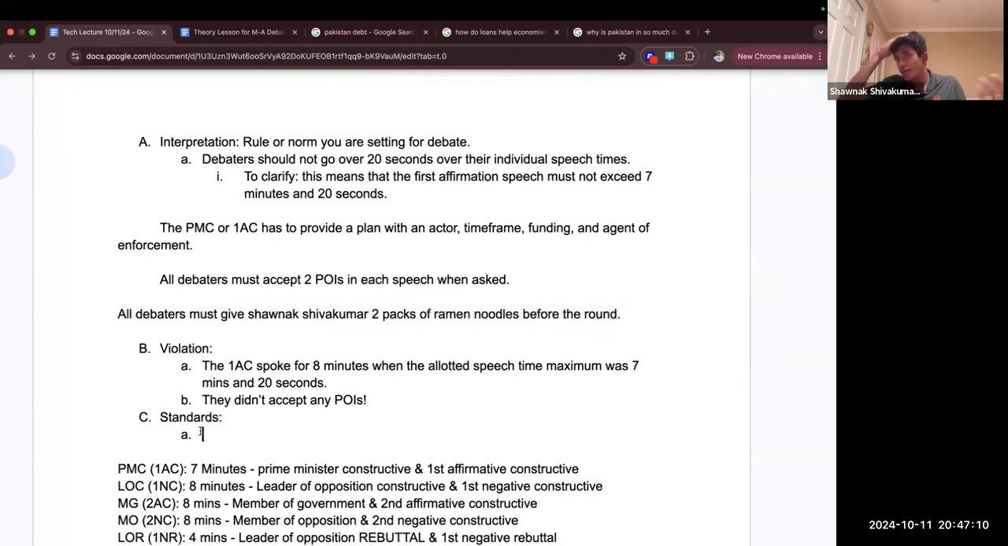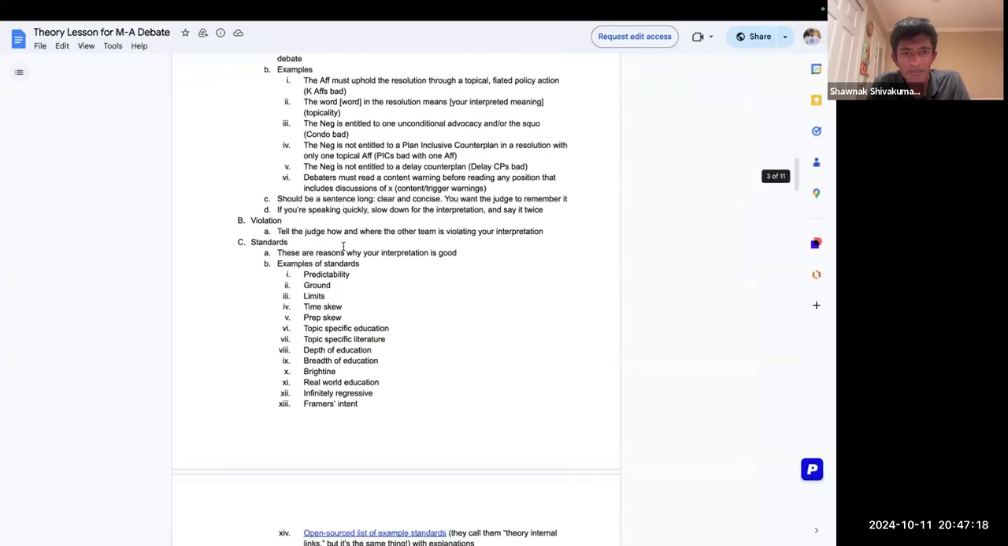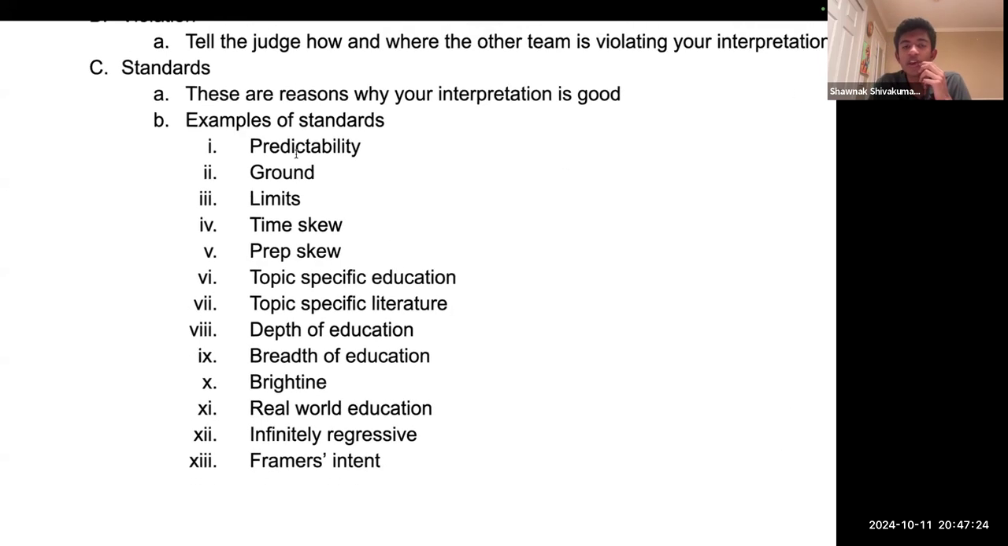And to be honest, there's not really a good reason why we're creating this rule. So you need to have good standards. And there's a list of standards. Yeah, there we go. Don't get overwhelmed. But these are some of the most common standards.